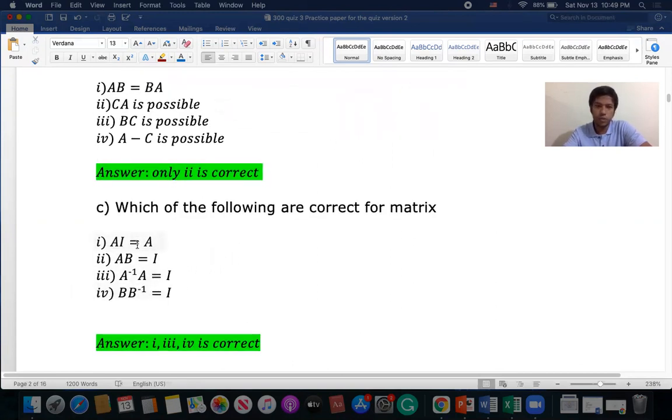These are the rules for the identity matrix. Any matrix multiplied by the identity matrix equals that same matrix. This is the rule for the inverse. So we just get them by following this.